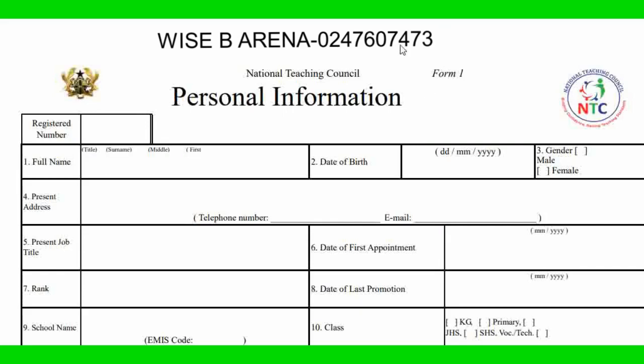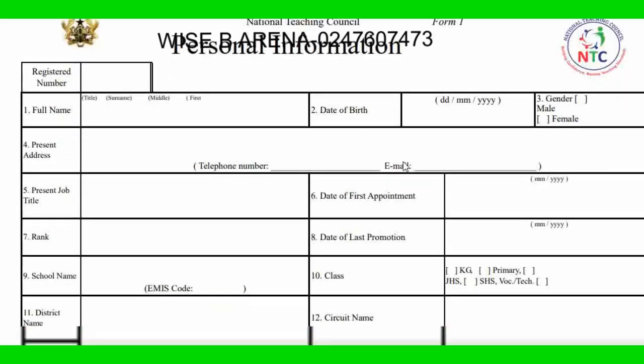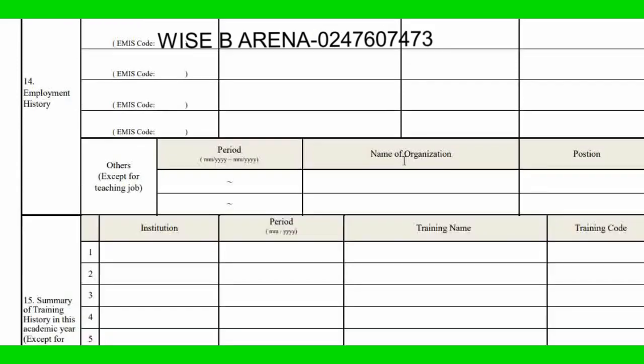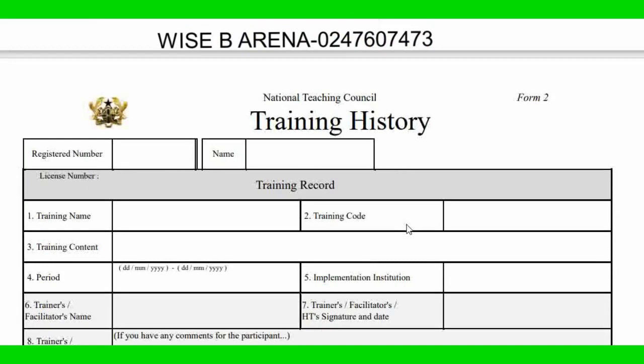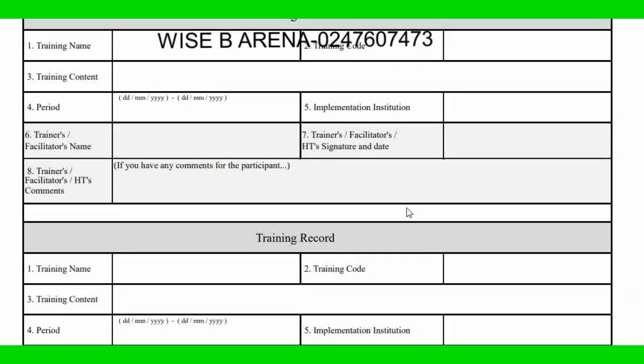So this is form 1. That's the personal information of the teacher. Then this is the second form, the training history. So all teachers should do well and get a copy of this particular document. If you don't have, you can WhatsApp me, and I will give you a copy of this particular document, because this document is what we are going to use to keep track of our trainings, either online or face to face.